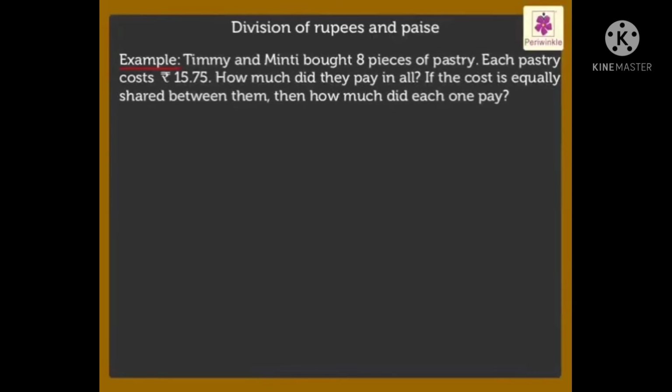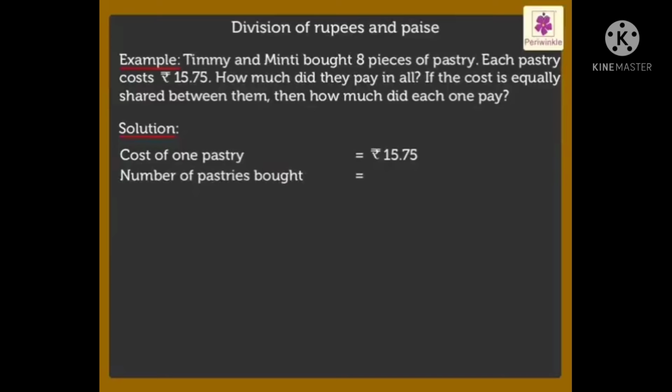We read the story and write the statements as: cost of one pastry is equal to rupees 15.75. Number of pastries bought is equal to 8. To find the amount paid, we multiply the cost of one pastry by the number of pastries, and on dividing this amount by 2, we will find out how much each one paid.